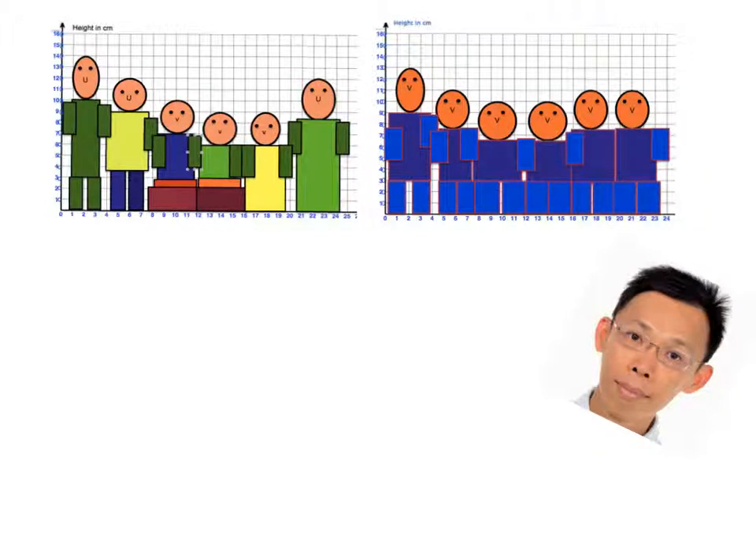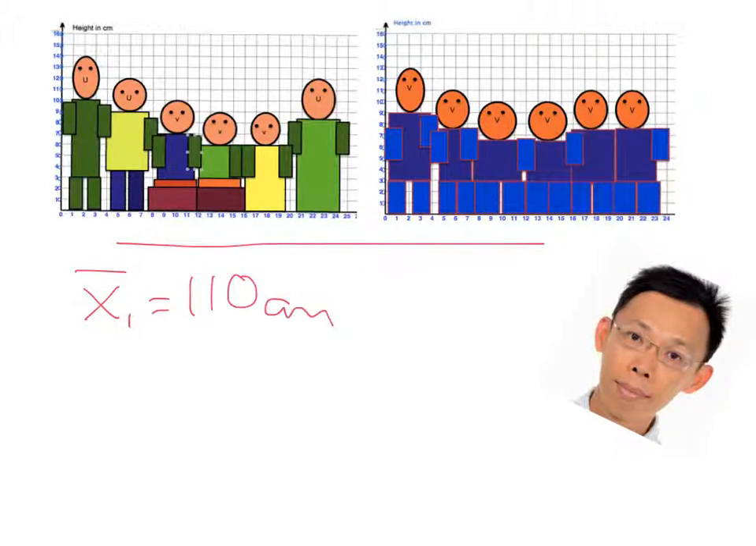Looking at these two pictures, how can we best summarize the height of these two teams? Well, you can say, I can use the average or the mean of the height for both teams. So you can calculate the mean for the first team. That will come up to 110 cm. And if you calculate the mean for the second team, you will also find this to be 110 cm.